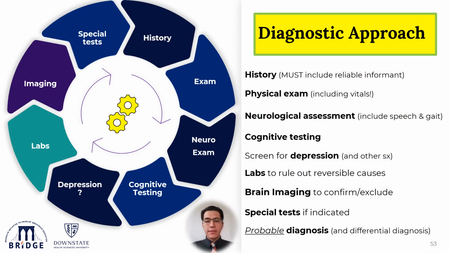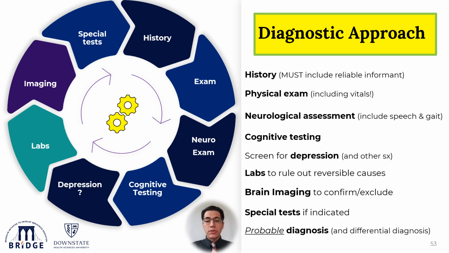So here's a suggested diagnostic approach to deal with these patients in clinical settings, which I will detail in the coming slides. First is history taking, which must include a reliable informant for collateral history, a physical exam including vital signs, a neurological assessment which should include speech evaluation and gait assessment, so you need to watch them walk and hear them talk, a cognitive testing, and then screen for depression, which is a famous reversible cause for cognitive impairment.